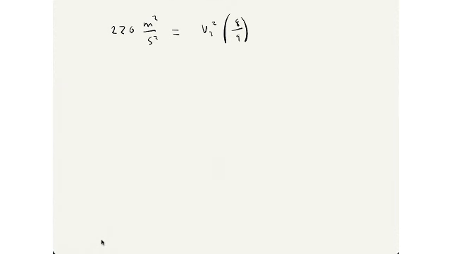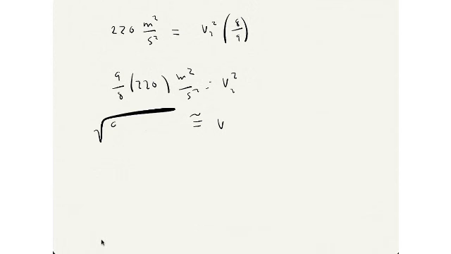1 minus 1/9. So we've got over here 9/8 of 220 meters squared per second squared equals V2 squared. Okay, so V is about equal to the square root of 9 times 220 divided by 8. Let me see if I can simplify that. 220 divided by 8, what is that? Whew. Now the square root of 9 is 3. I'll pull that out. 220 divided by 8 is less than 30.